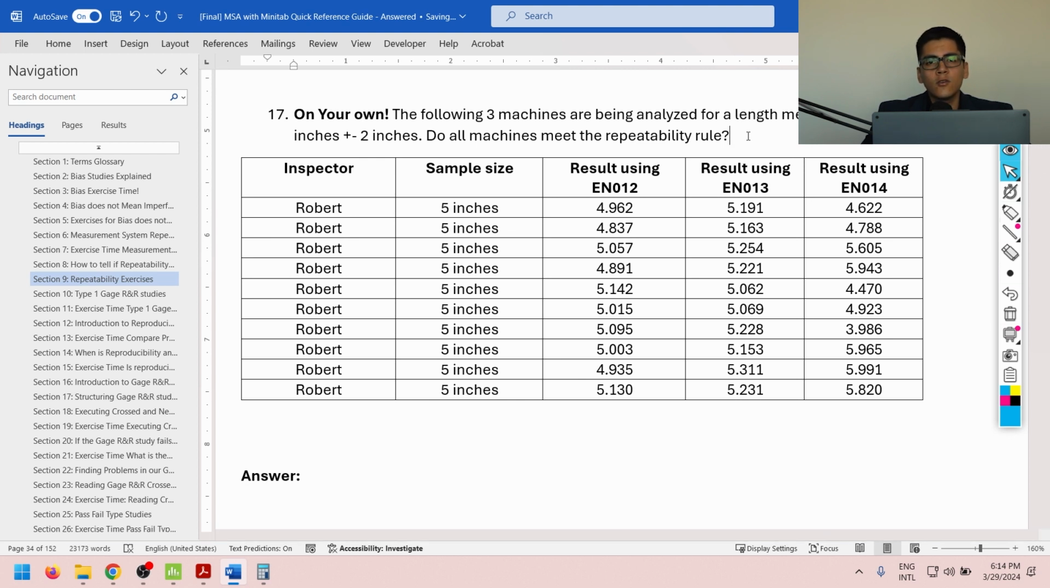17 is an on your own exercise. So please try and pause the video right now and take a couple of minutes to do this exercise on your own. For now, I'm going to cover it in a couple of seconds.